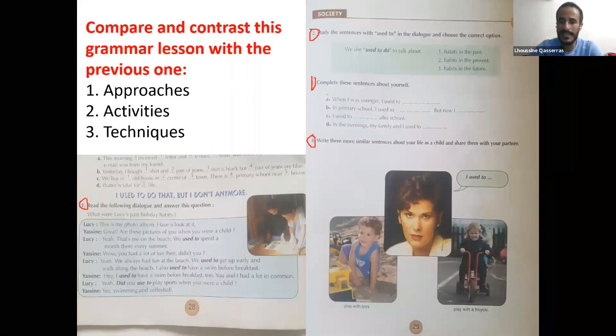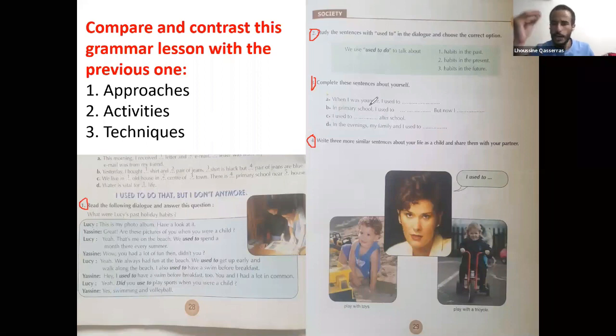Very interesting, number three. Complete this sentence about yourself. Is this a communicative activity or non-communicative activity? It's practice, yeah. Is it communicative or not? Yes, not communicative. So it is restricted practice. So number three, complete this sentence about yourself. But basically, it's not communicative. There is no communication because the learner is going to work alone.